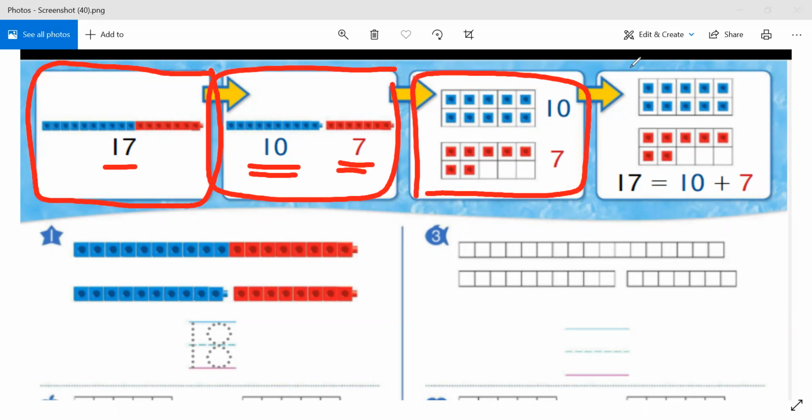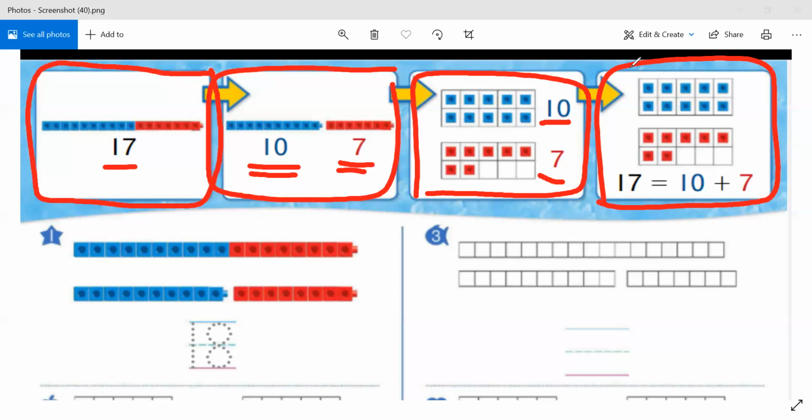Let's go to our third box. Dawood put cubes in the 10 frames. How many cubes did Dawood put in the top 10 frame? He put 10 blue cubes. And how many cubes did he put in the bottom 10 frame? 7. So how many cubes are there in all? 17.